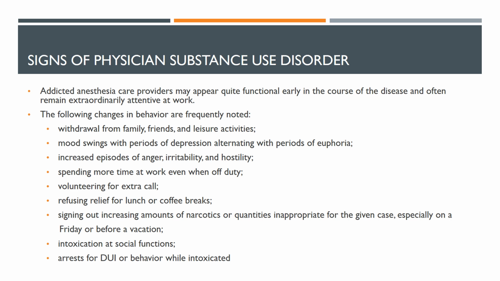Our last keyword for part 2 is signs of physician substance use disorder. So addicted anesthesia care providers can appear quite functional early on in the course of the disease and often remain extraordinarily attentive at work. So some of the following changes in behavior are noted. They withdraw from family and friends, have mood swings, they have increased episodes of anger, they actually spend more time at work even when they're off, they volunteer for extra call, they don't like to take lunch or coffee breaks, they sign out increasing amounts of narcotic or quantities that are inappropriate, especially on a Friday or before vacation. They might get intoxicated at social functions, and they can also have a risk for DUI or behavior while intoxicated.